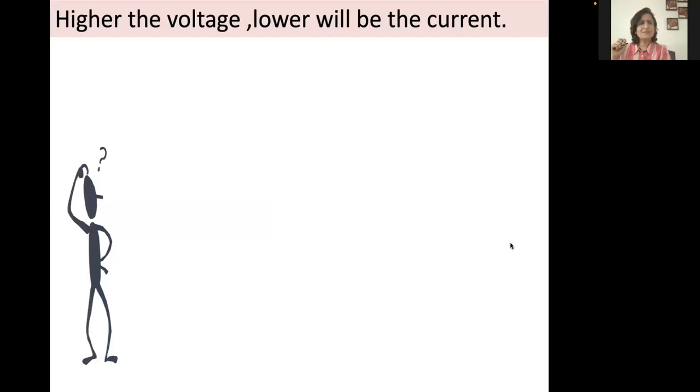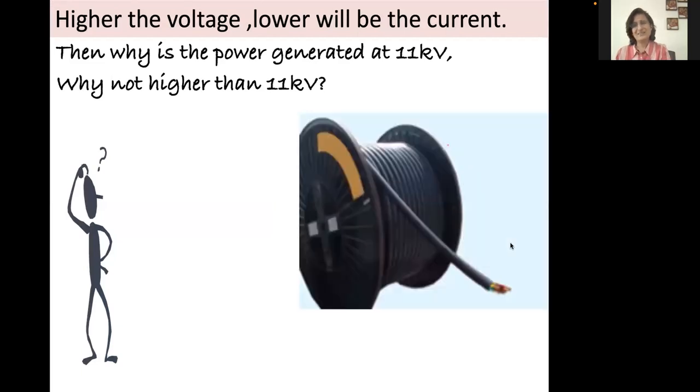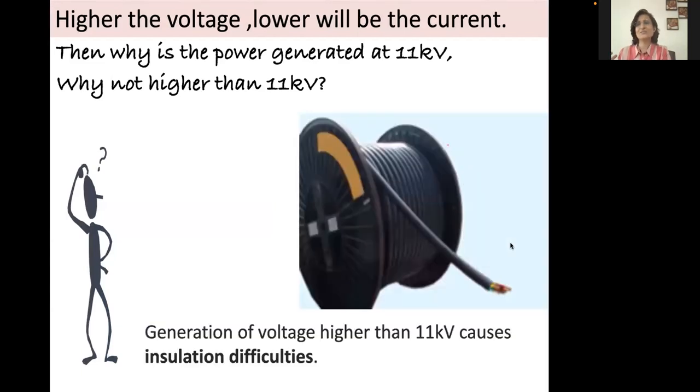Well, then a question again arises in the mind that if higher the voltage, lower is the current, and if our purpose is to lower the current, then why only 11 kilovolts? Why not higher? Well, there are certain technical issues: insulation problems or insulation difficulties happen when we take up higher voltage.